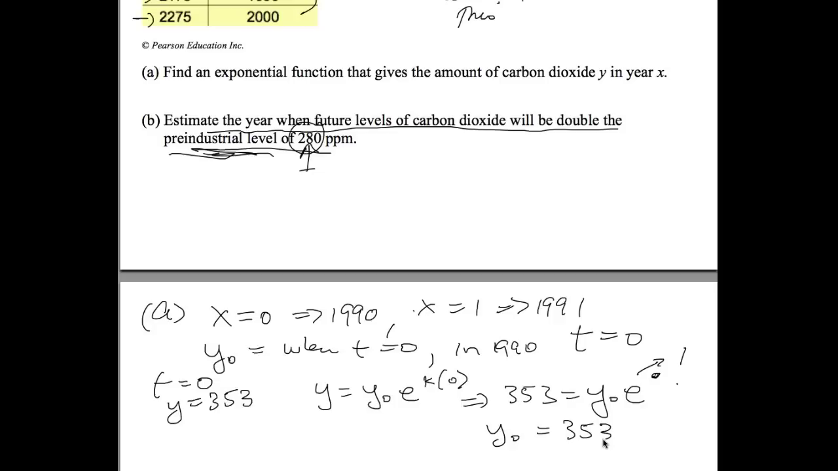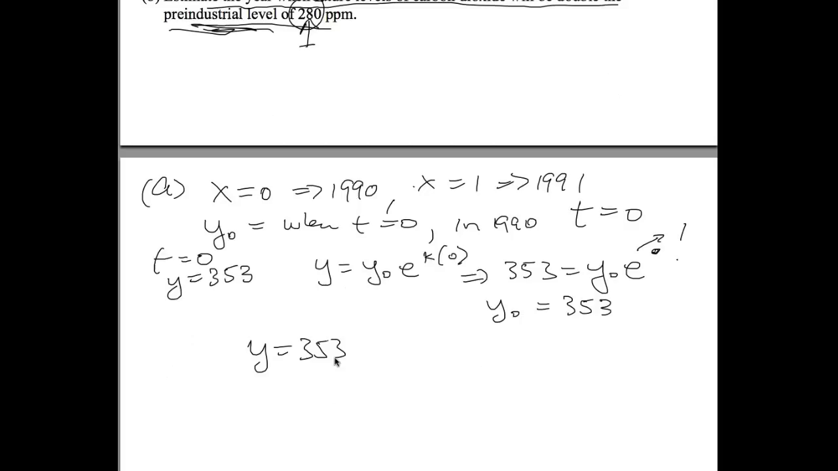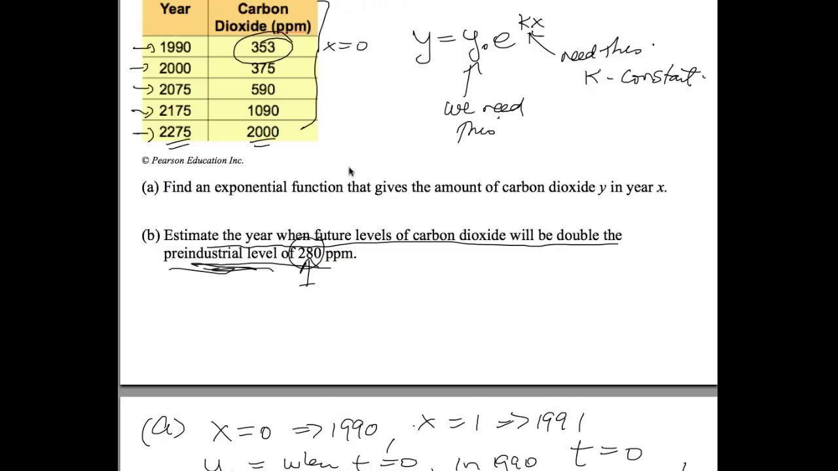Okay. So the first part of our model is that y equals 353 e to the kt. Now we need k. There's a couple of things we can do here. For example, if we look at our table, we've got 2275. Let's look at 2275 minus 1990, which comes out to be what? 285 years.